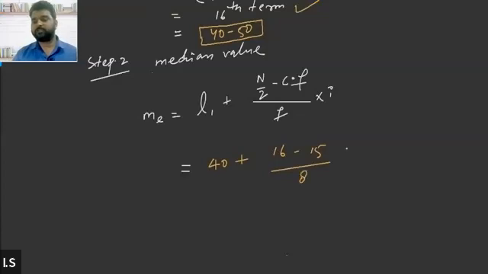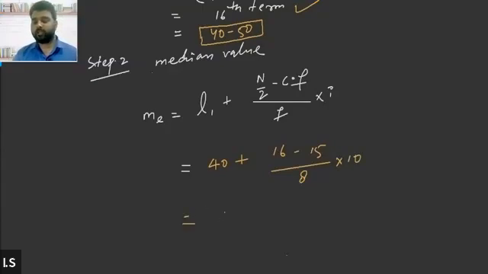And how much was the class interval? Class interval basically means the gap, the difference between the lower limit and the upper limit. So this is the lower limit, this is the upper limit. The difference between the class limits is called the interval. So there is a difference of 10 between each class. So this will be our interval.